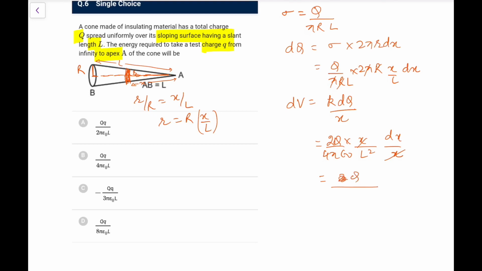So 2 and this, write it as q upon 2 pi epsilon naught L square, and this would be dx integration. So V would be the integration, x should vary from 0 to L, so one L will get cancelled. So q upon 2 pi epsilon naught L. So it was looking tough, but it is not that tough once you start doing. So again the option A.